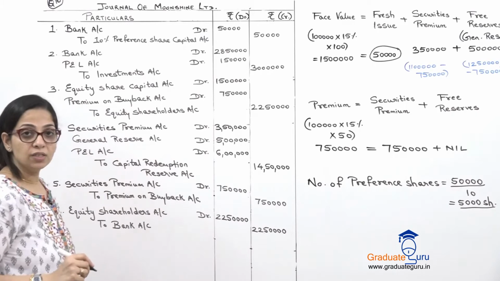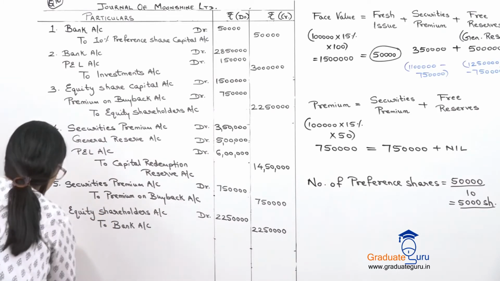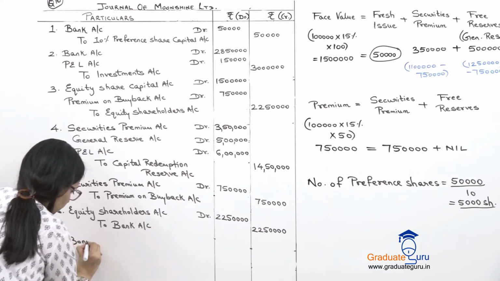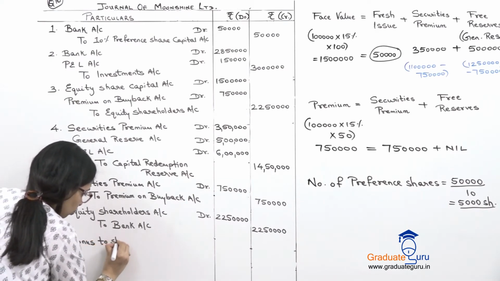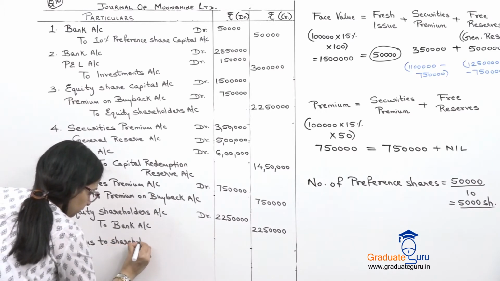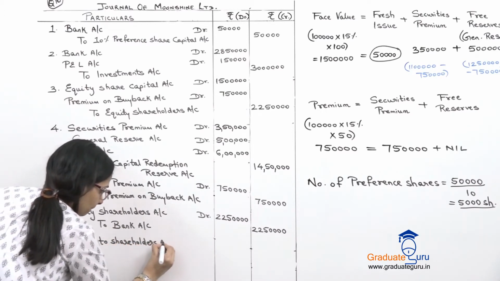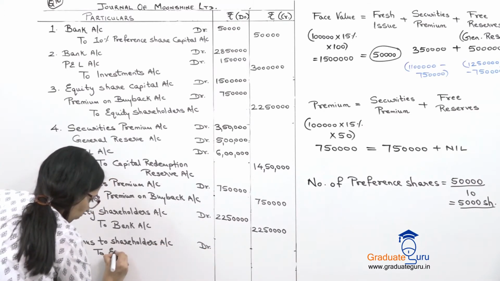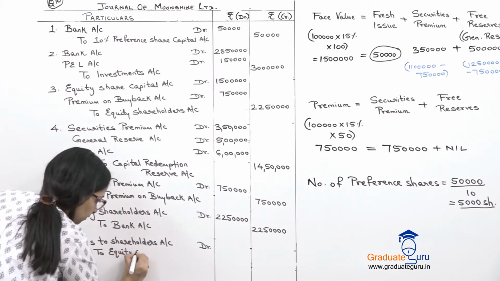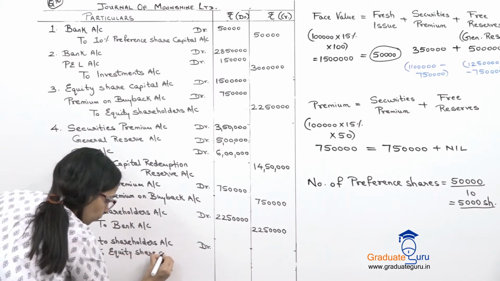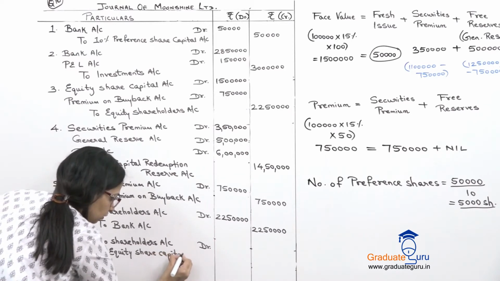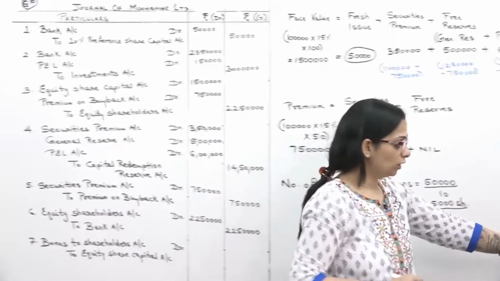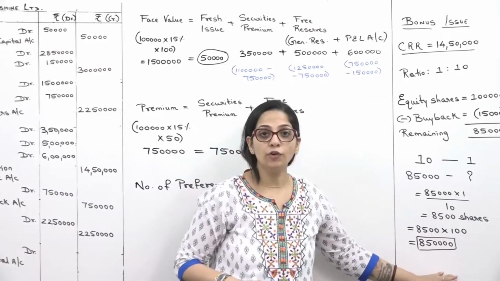Then we have two entries for our bonus. So first is bonus to shareholders account debit, to equity share capital. We are giving them bonus shares. We have already calculated that. Where is our amount of bonus? The bonus amount is over here: 8,50,000.